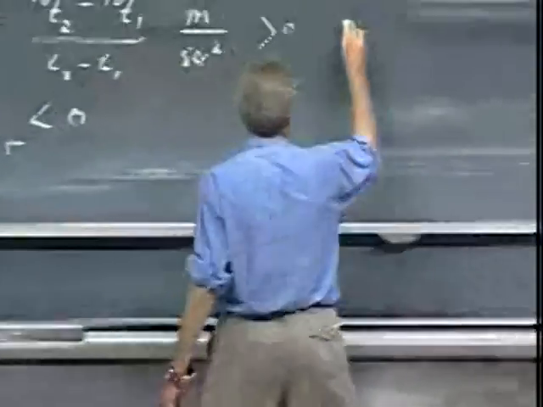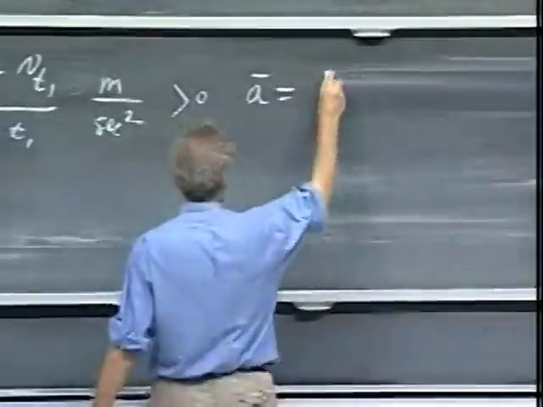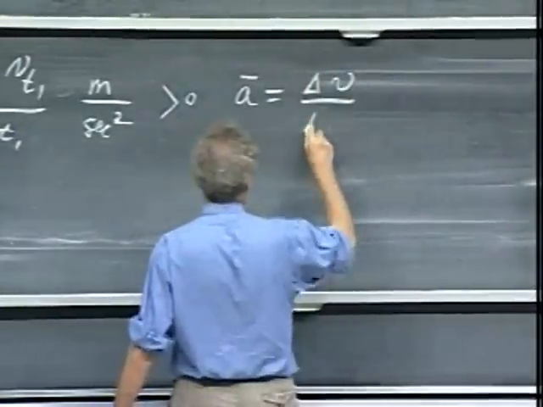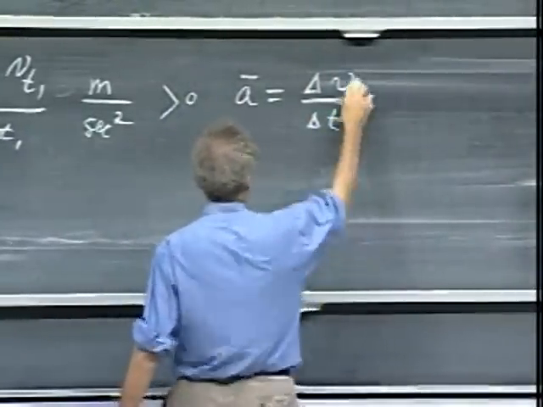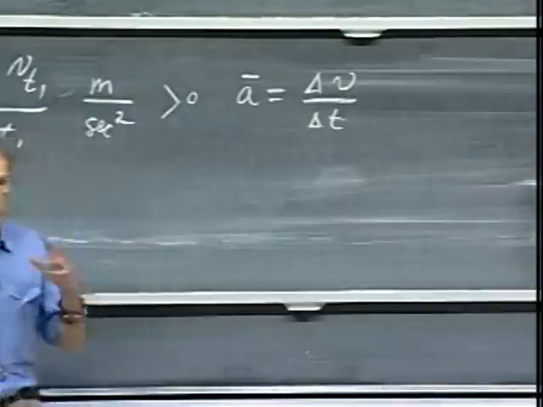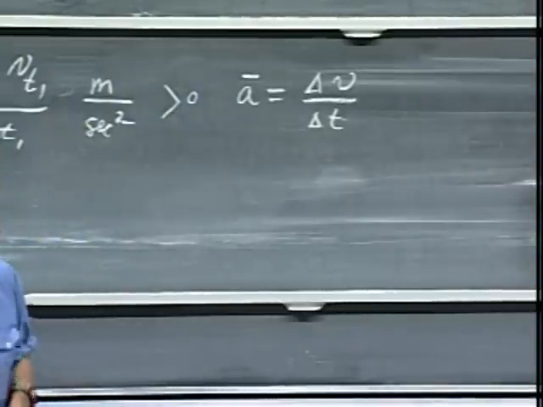So you can also write down that the average acceleration, if you like, is delta v divided by delta t, but you must be careful because delta v is sign sensitive. You must obey your sign convention.